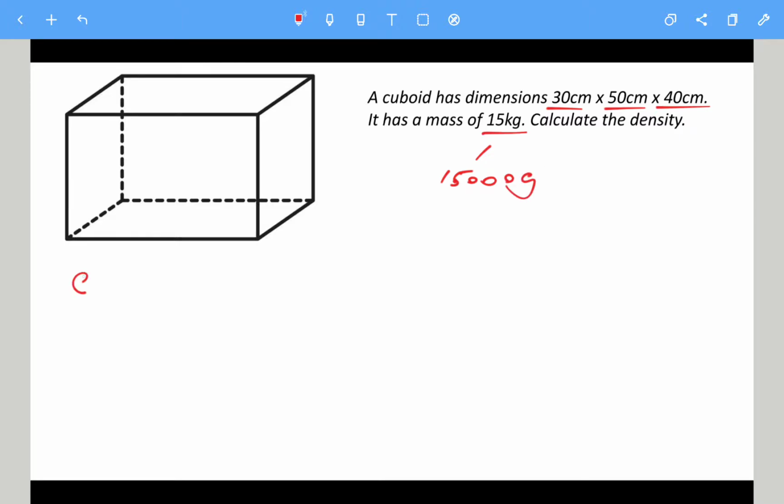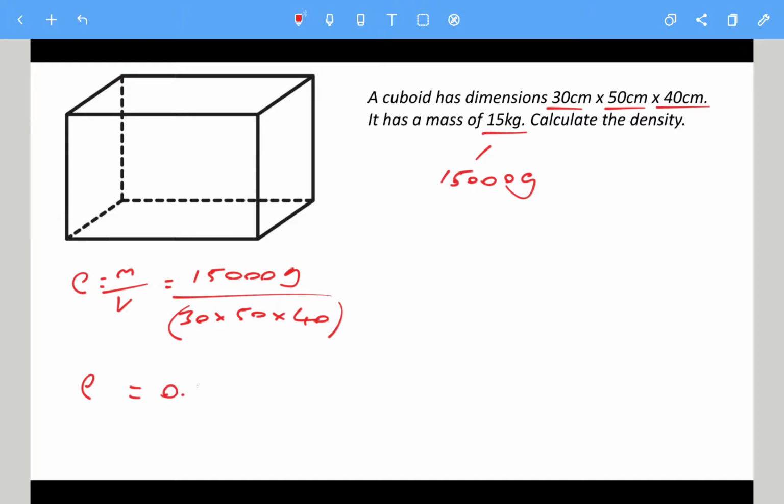And then the density is just the mass divided by volume. So the mass is 15,000 grams divided by, and then we've got these dimensions, 30 by 50 by 40, so we need to multiply them together. So 30 by 50 times 40, should have done that in maths already, equals, so it's 15,000 divided by 60,000, and the density will be 0.25 grams per centimetre cubed.